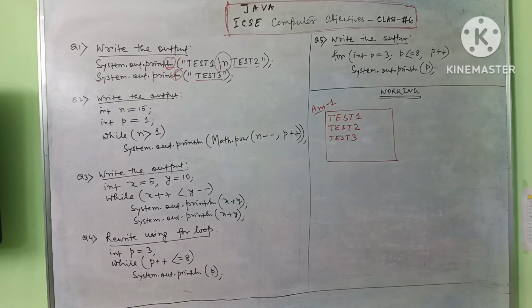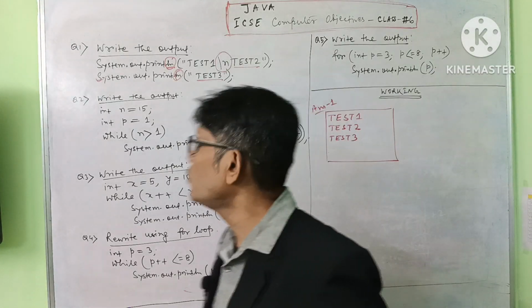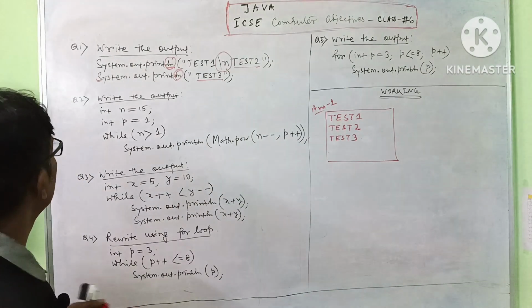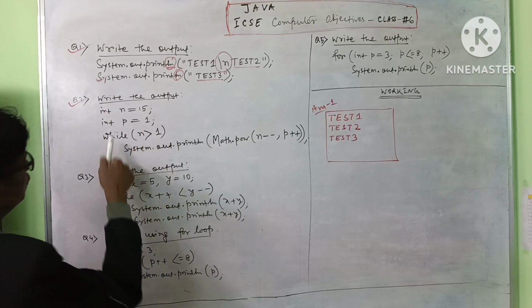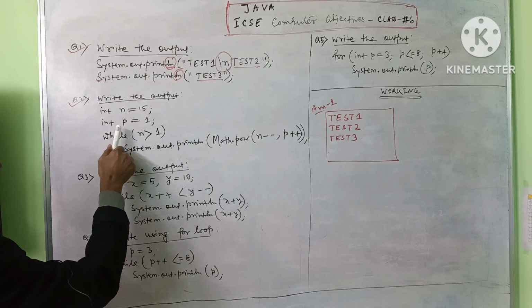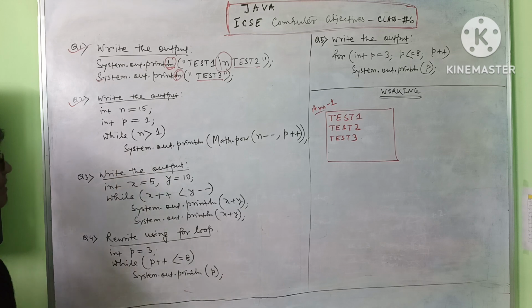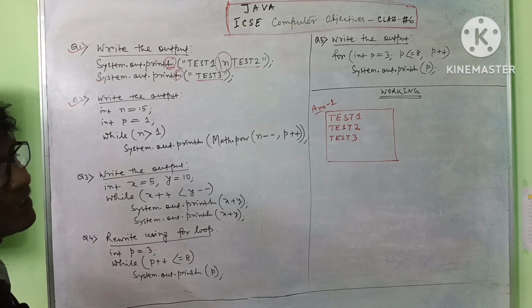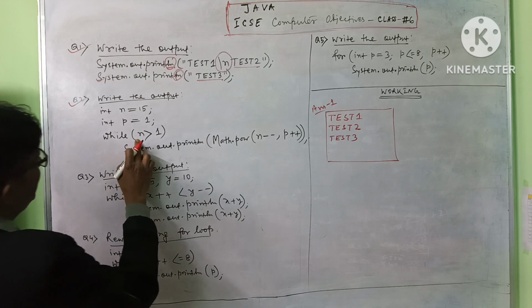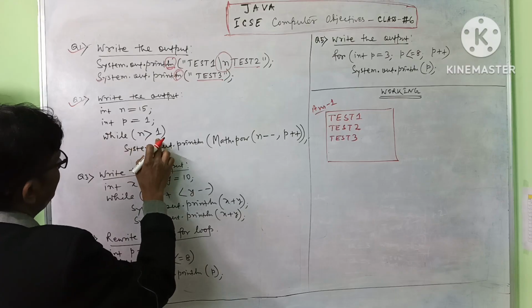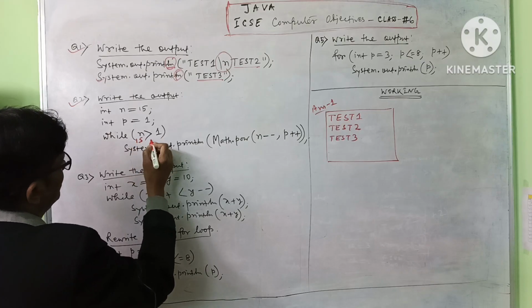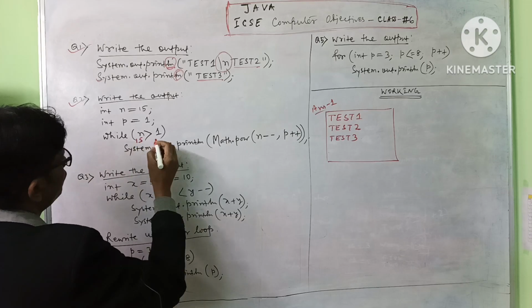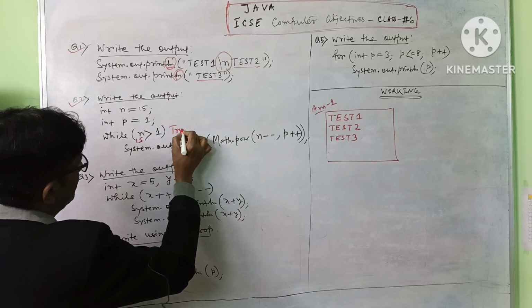Now we are going for the second question: write the output. First question is over. Here n equal to 15 and int p equal to 1. Check this condition. Only one line is there in the loop. So the condition is n greater than 1. n is 15, greater than 1. The condition is true.